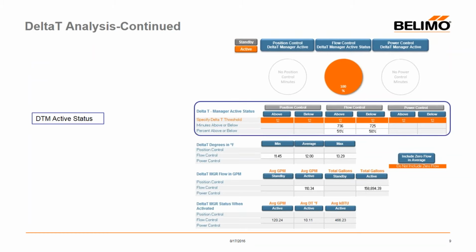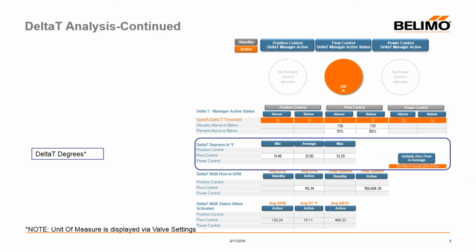Next box down is a nice, interesting little box, and it's good to note here that anything that you see in orange allows you to input. This just allows you, by control mode, to play around with how many minutes the valve was in based upon different temperature delta T's. So I could go in here and I could put 10 degrees and it'll tell me how many minutes I was above or below 10 degrees. It's just something to take a look at and play around with a little bit to see where the valve is kind of running.